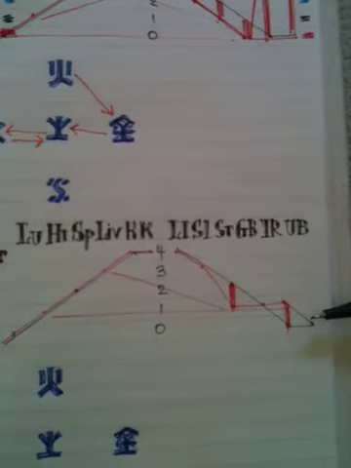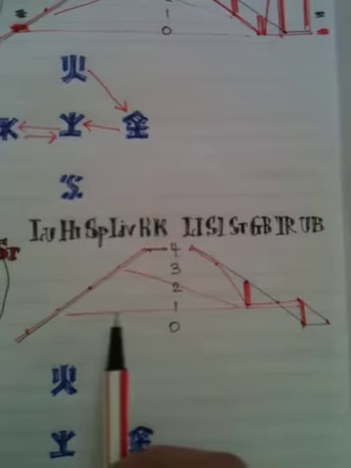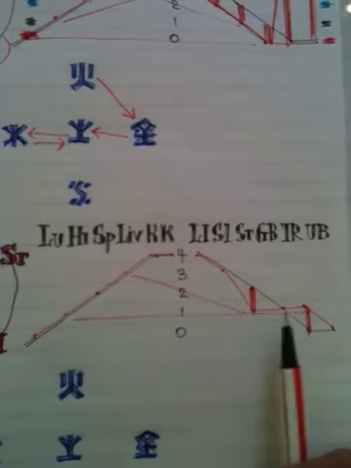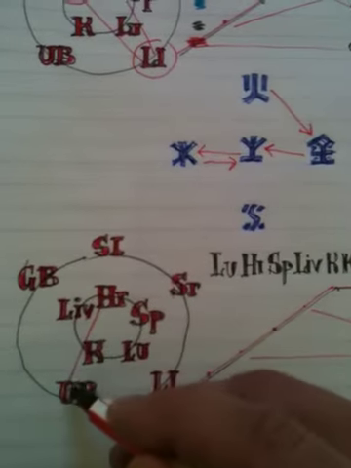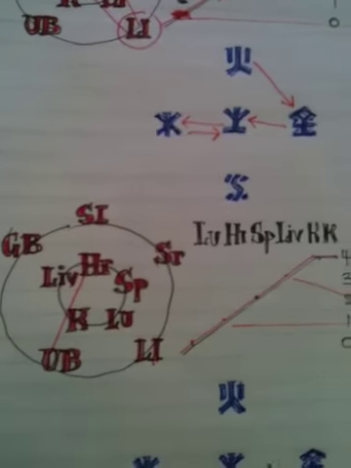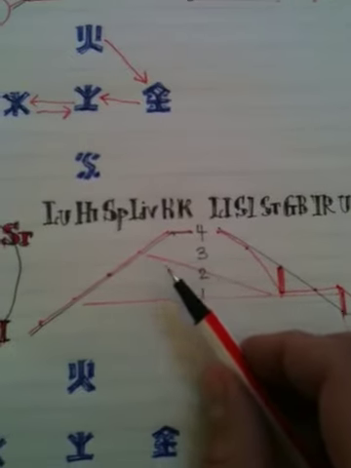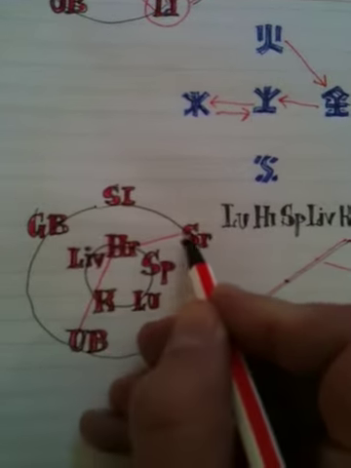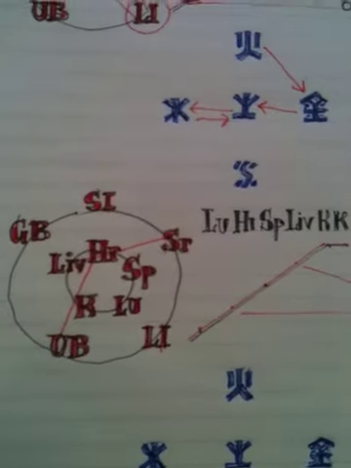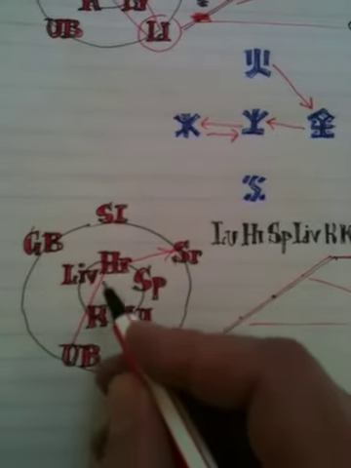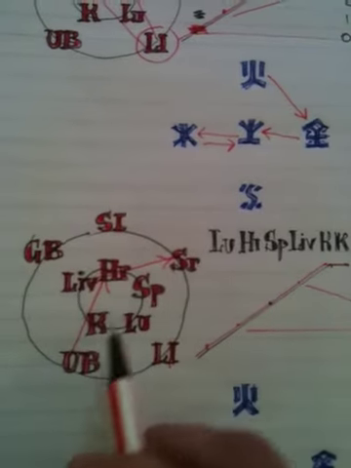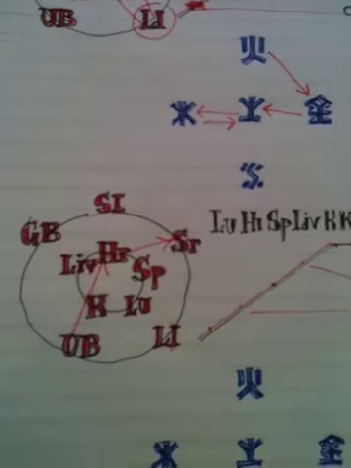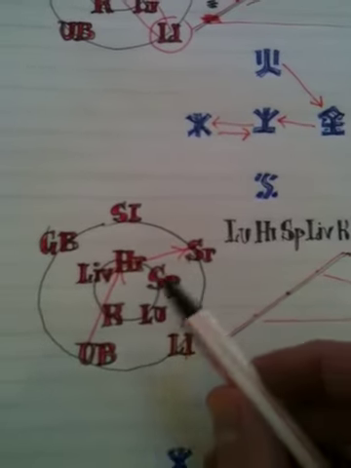But here we can see the heart with its movement with the sanjiao, so the heart with the water, the sanjiao or urinary bladder, because the sanjiao has a connection with the urinary bladder, and here is the liver with the stomach. So what actually happens? We see two movements which are not related to each other. But how are these two movements going?